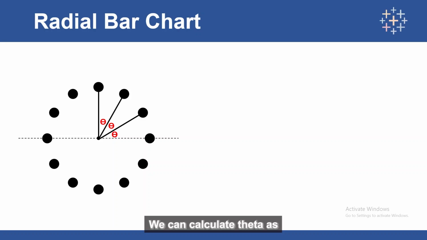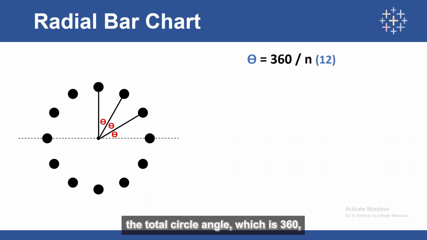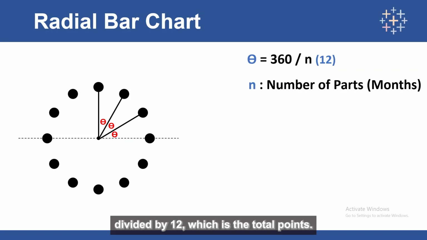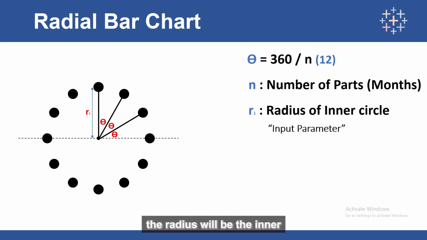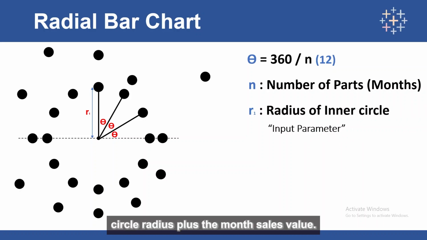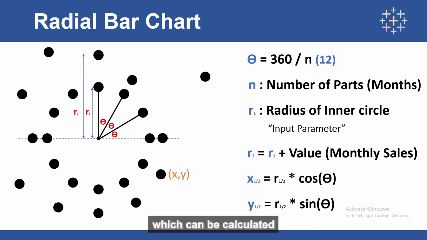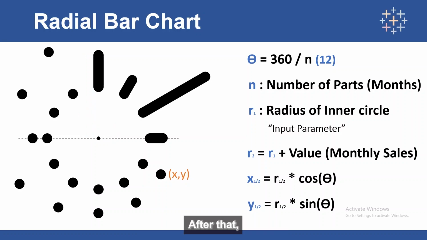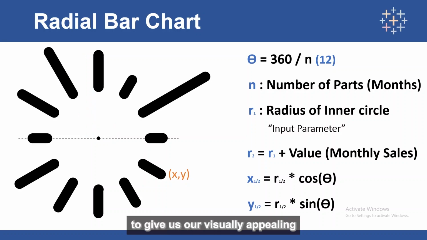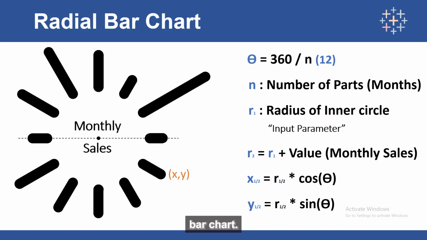We can calculate theta as the total circle angle, which is 360, divided by 12, which is the total points. We do the same with the outer circle, but this time, the radius will be the inner circle radius plus the month sales value. Each point has x and y coordinates, which can be calculated using the radius of the corresponding circle and the cosine or sine of the central angle. After that, we join the points of each month together to give us our visually appealing bar chart. And here is our chart. Let's jump to Tableau and start creating it together.